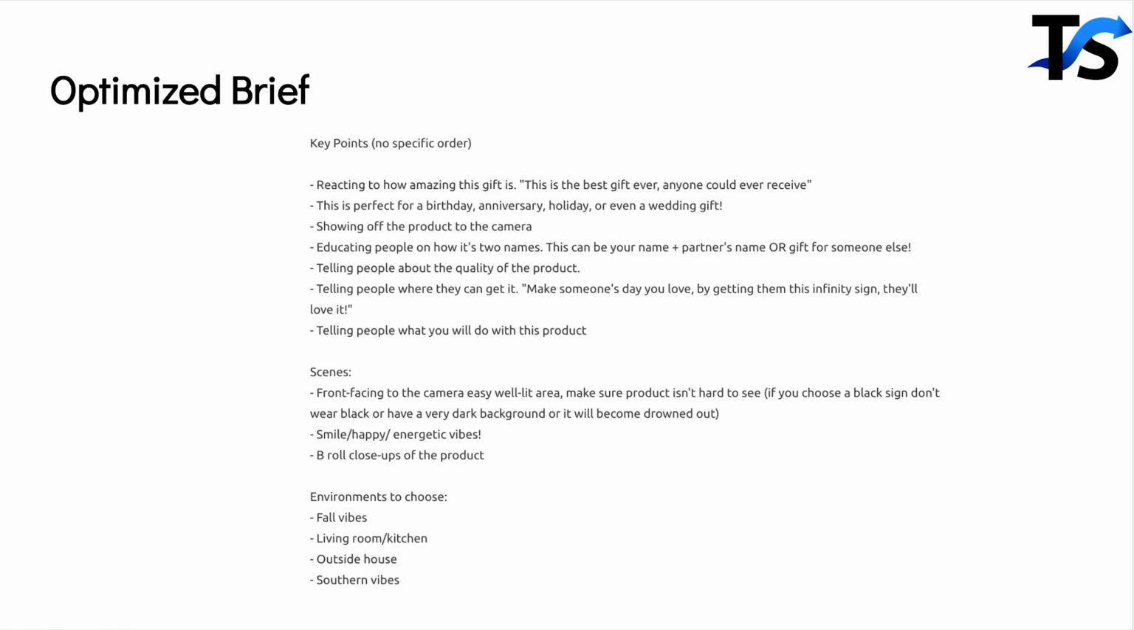So be specific in this case right here. Okay. Educating on how it's two names. It's going to be your name. So I'm basically giving them some key things they need to look at. Telling people about the quality of the product. Again, what specifically do you want me to mention about the quality of the product?